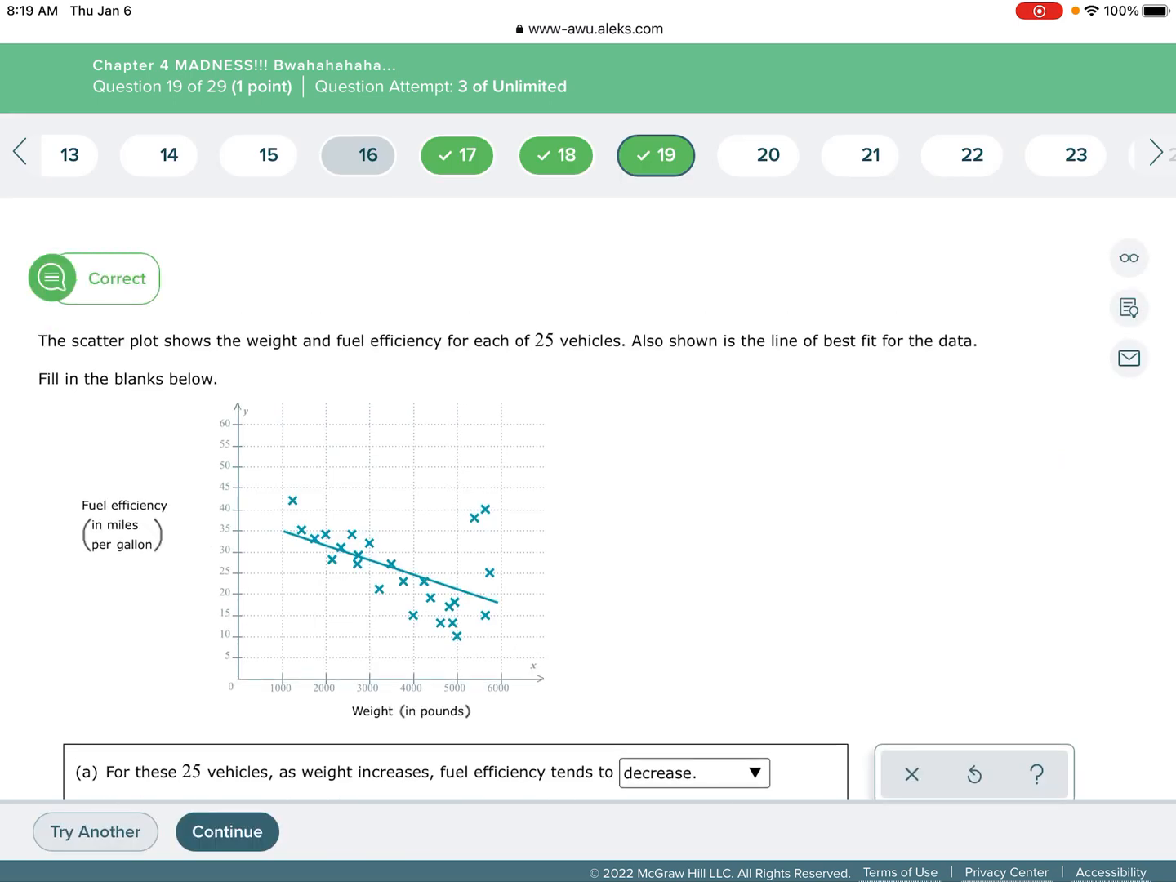So pretty straightforward. Just making sure you're understanding a couple of concepts. So good luck with these.